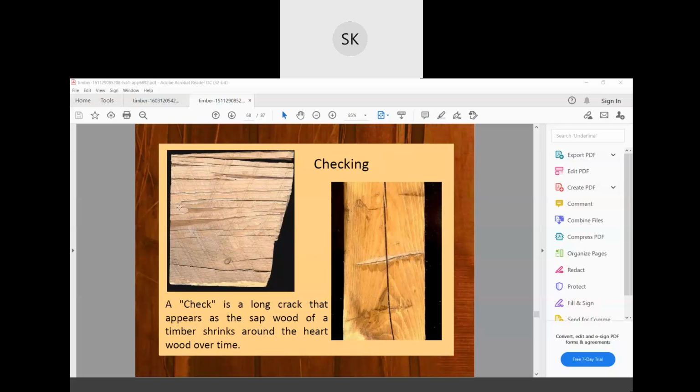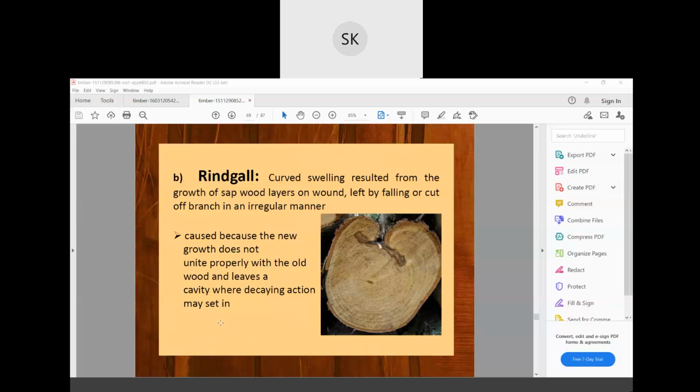These are checking. A check is a long crack that appears as the sapwood of a timber shrinks around the heartwood over time.